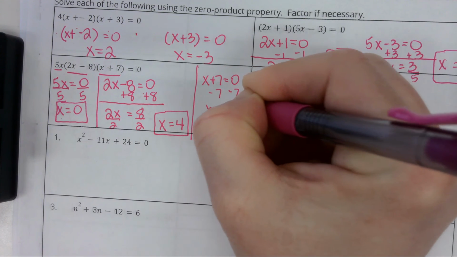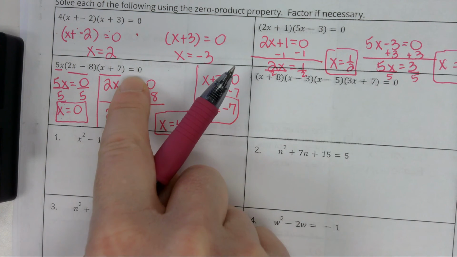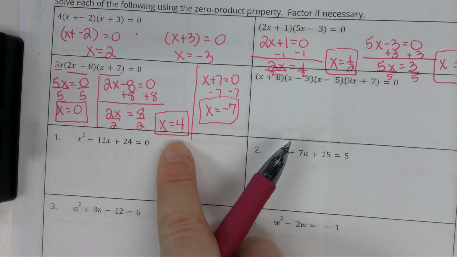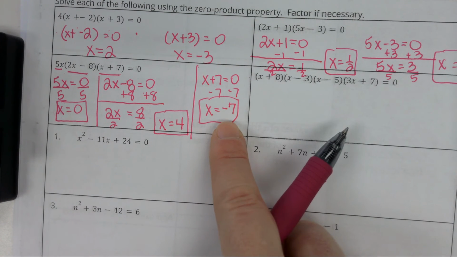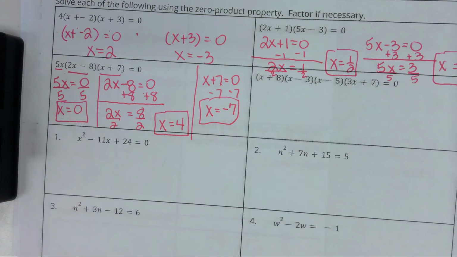So how many solutions does this have? Because this is what we're doing. We're solving with factoring. There's 3. X equals 0, x equals 4, x equals negative 7. If you put any of those in for x, they would give you an answer of 0.